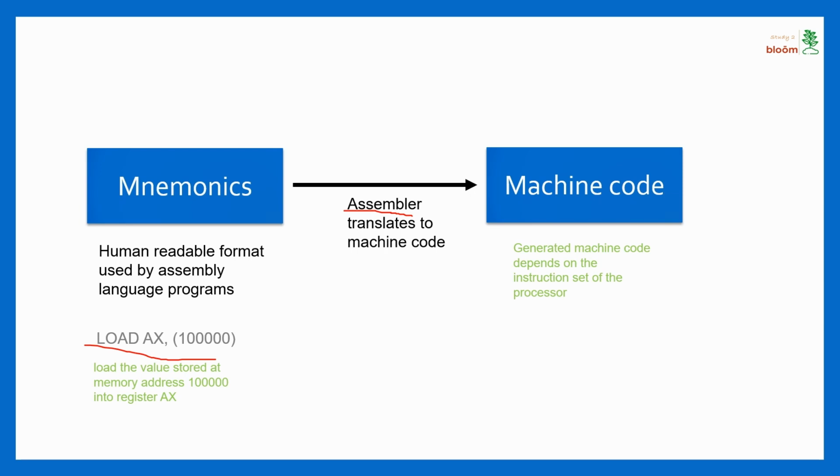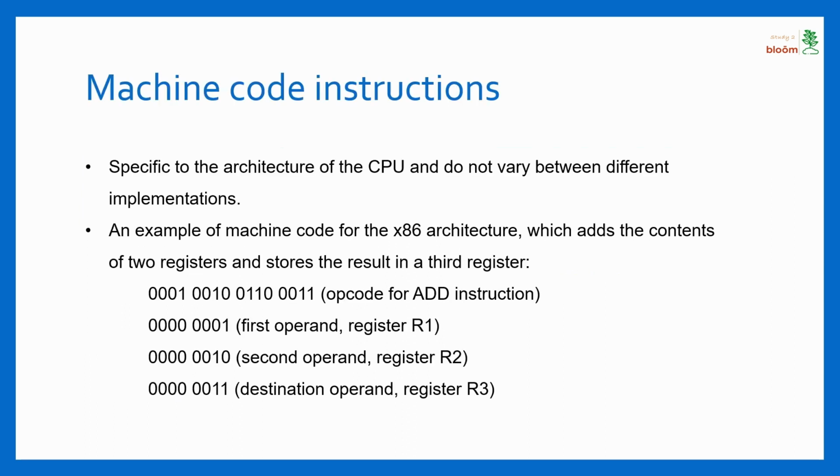The generated machine code will depend on the processor and its instruction set format. So machine code instructions are specific to the architecture of the CPU and do not vary between implementations. For example, if we take machine code for x86 architecture, which adds the content of two registers and stores the result in a third register, it could be like this. It will translate the opcode into machine code, then the operands like this. This is just an example.